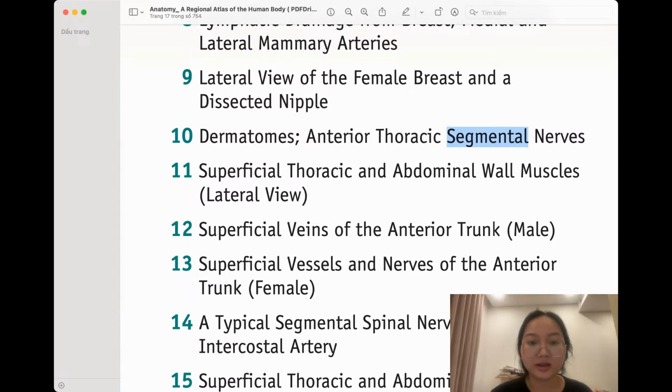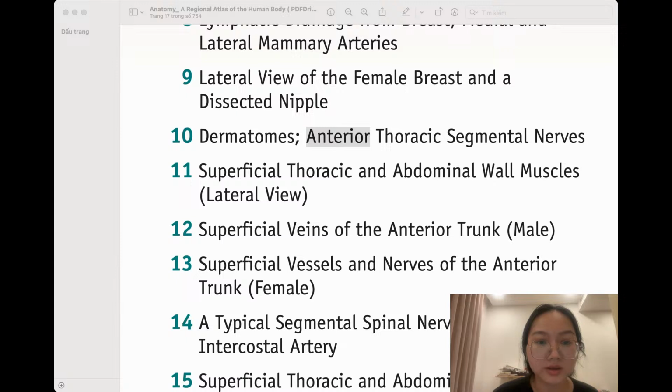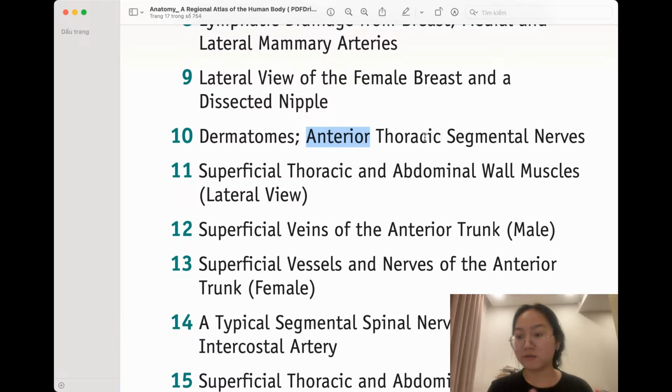Anterior, yeah, is in the front. What about the antonym of the word? Let's check it out. First one, oh, posterior. I remembered this, but I haven't used it for a long time. So anterior, the opposite meaning is posterior. Thoracic, we all know, it's like the front part of the upper body. So we call this one the thoracic.